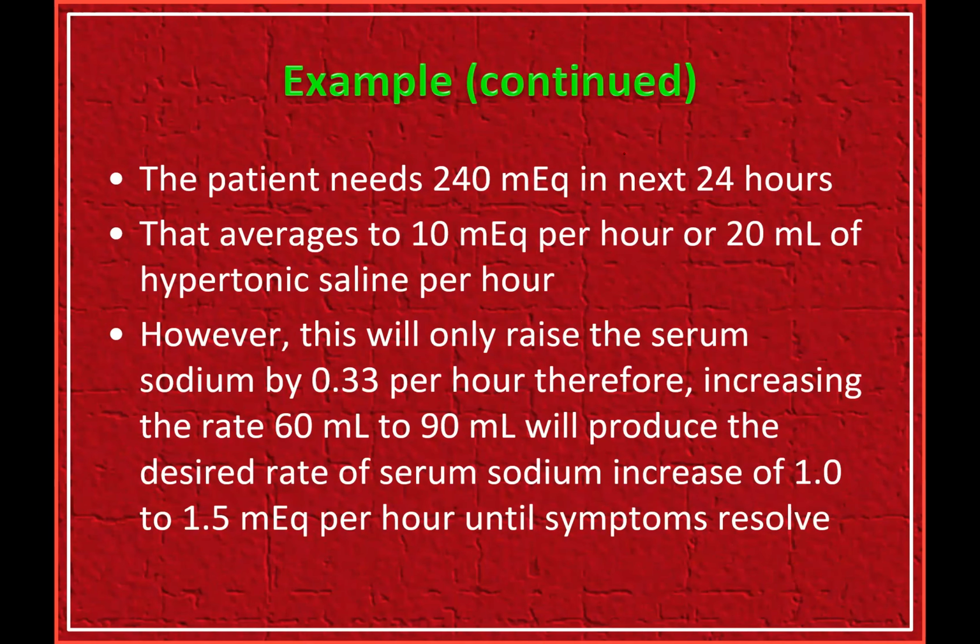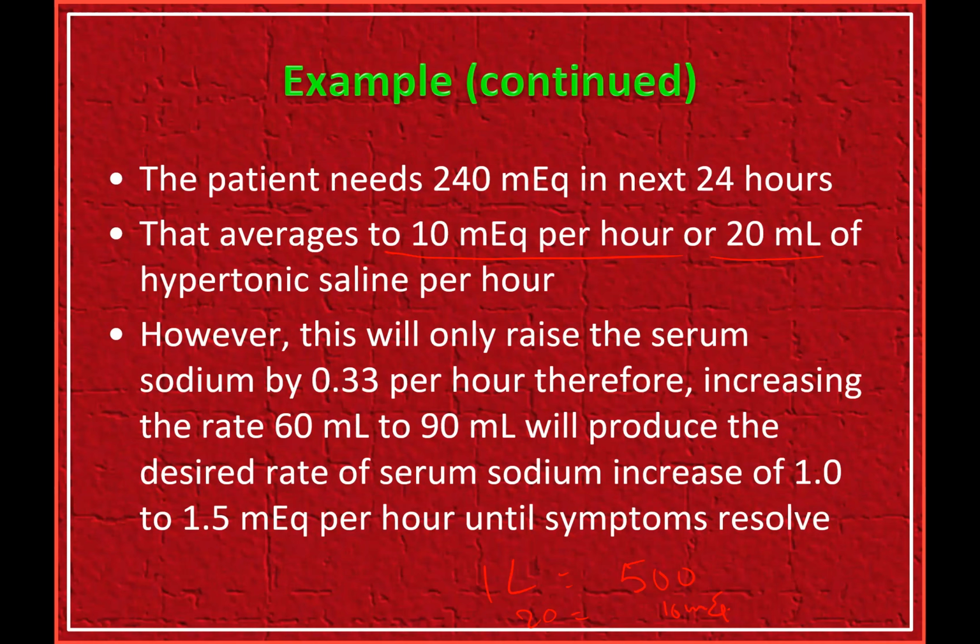So, example continued: the patient needed 240 milliequivalents in the next 24 hours. The average is 10 milliequivalents per hour, isn't it? 240 in 24 hours is 10 milliequivalents per hour. Ten milliequivalents means 20 ml of hypertonic saline per hour, because 1 liter gives 500. So 20 ml gives 10 milliequivalents. Every hour I require to raise by 10 milliequivalents, so I infuse 20 ml per hour. However, this will raise the serum sodium by only 0.33 per hour.